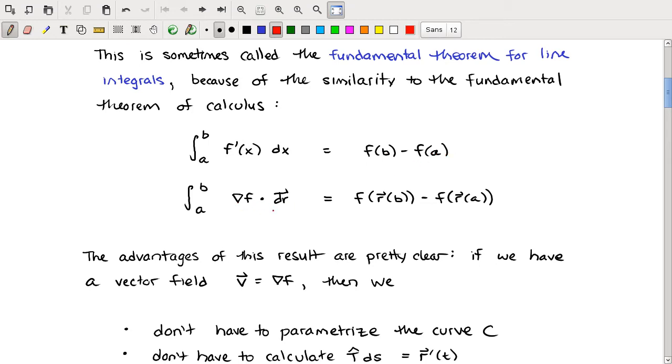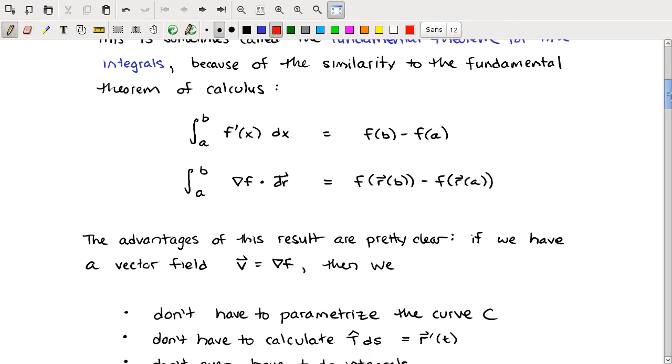This so-called fundamental theorem for line integrals is almost exactly the same structure. If we're integrating along a curve between parameter values a and b of a gradient dot dr, we simply plug in f of r of the endpoint minus f of the initial point, and that gives us our answer.